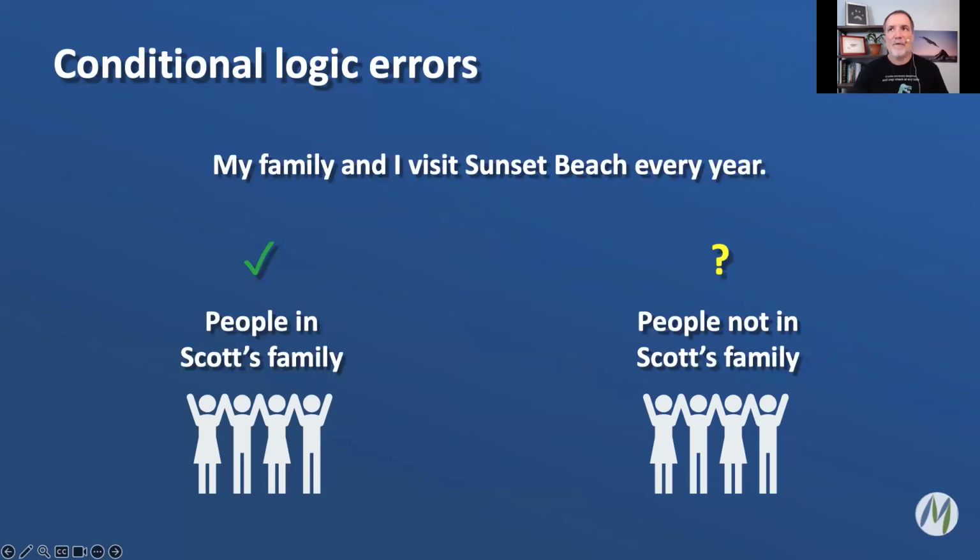So, like another example, my family and I visit Sunset Beach every year. This statement is telling us something about me and the people in my family. Based on this statement, we don't know anything at all about people who are not in my family. Maybe they go to Sunset Beach every year. Maybe they don't. We just don't know. So we really need to keep this straight. Again, conditional statements are telling us something definite about one group. We don't know anything about people or things that are outside of that group or in a different group.